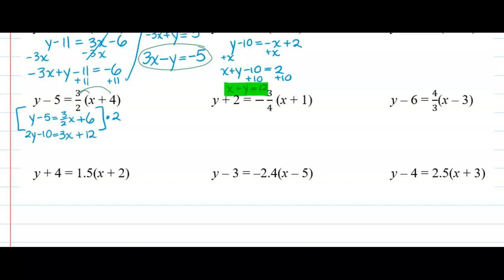Now I can move x to the left. I can move negative 10 to the right. I'm left with negative 3x plus 2y equals 22. And again, I cannot have a negative leading coefficient of x, so I'm going to multiply it by negative 1, or change all the signs, and I'm left with 3x minus 2y is negative 22.